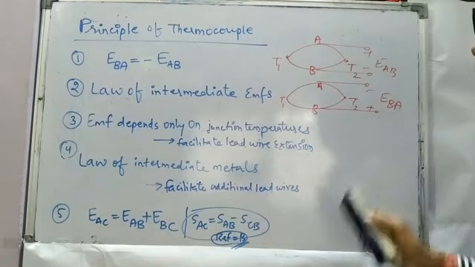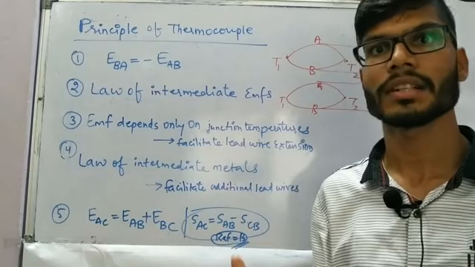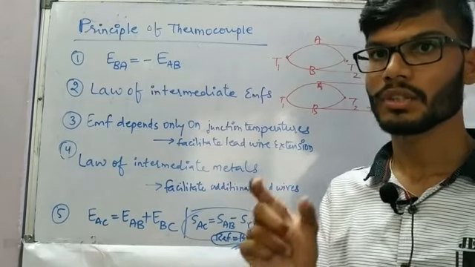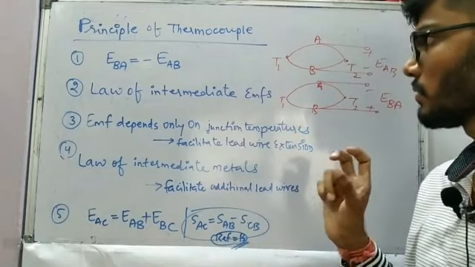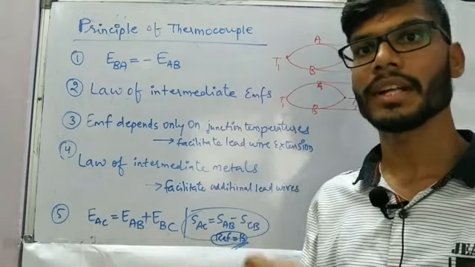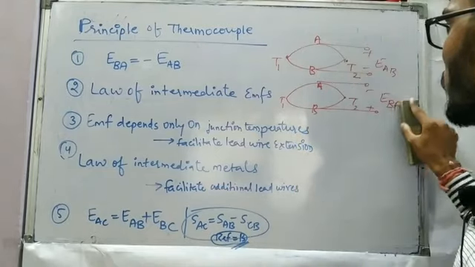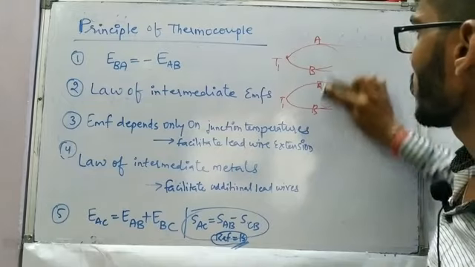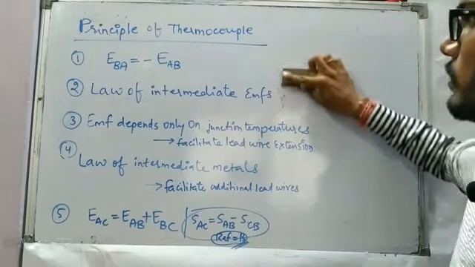So you have to keep in mind, whether we are discussing K type, T type or J type, the first metal which we are naming first is going to be the positive lead, and the second metal is going to be the negative lead. So always keep in mind E of BA is equal to minus of E of AB.